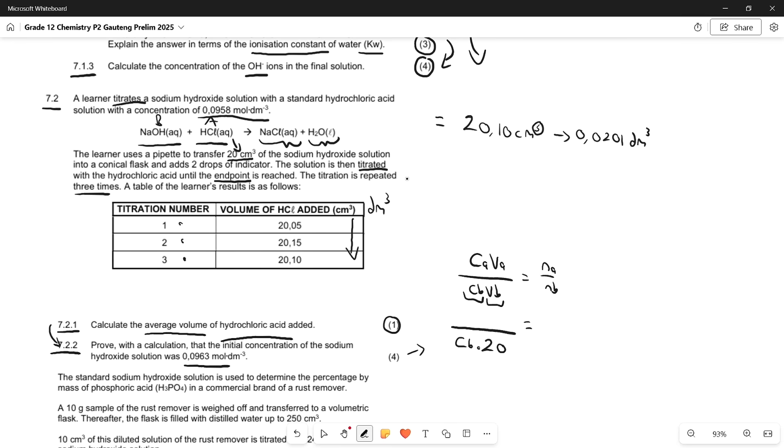One thing that's nice for this formula is that we can keep it in centimeters cubed, because we have centimeters cubed over centimeters cubed, and we don't have to convert them to decimeters cubed because they will take care of themselves. We can't go wrong if we do convert, but for this one we can keep it in centimeters cubed. The concentration of the acid we have to know, because they told us at the top, a standard hydrochloric acid solution with a concentration of 0,0958.